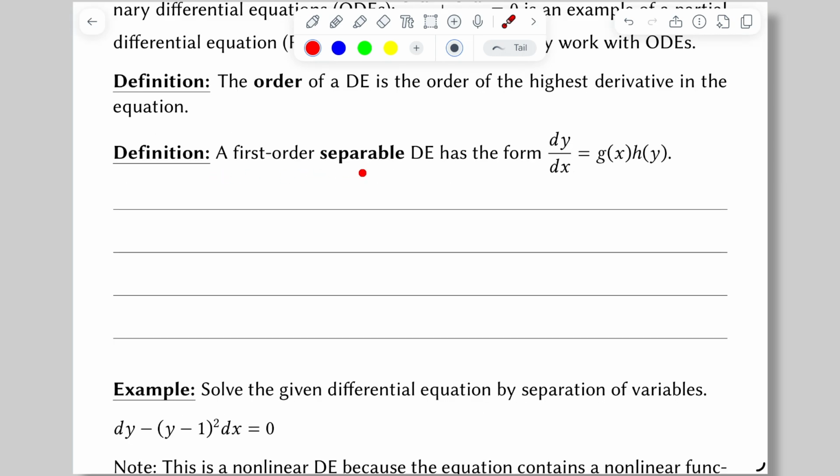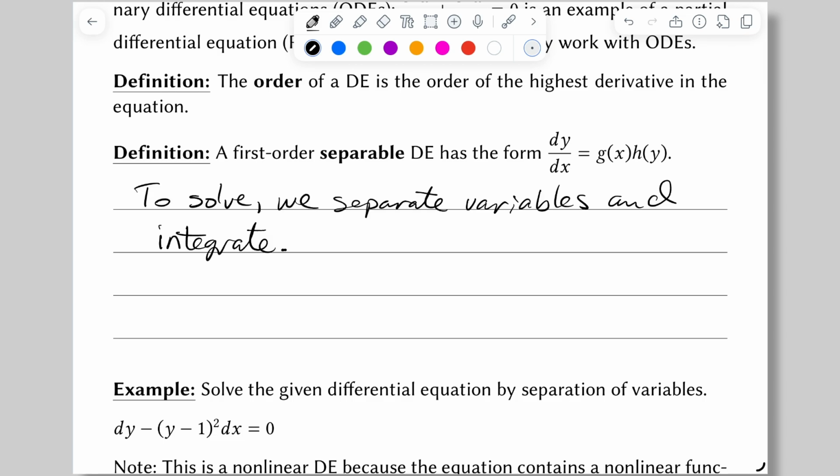A first order separable differential equation, first of all, since it's first order, we know that the highest derivative is the first derivative. Here we see it has the form dy dx equals g of x times h of y. In other words, a product of a function of x with a function of y. To solve a separable equation, we separate variables and integrate. In this case, we're going to separate by dividing both sides by h of y.